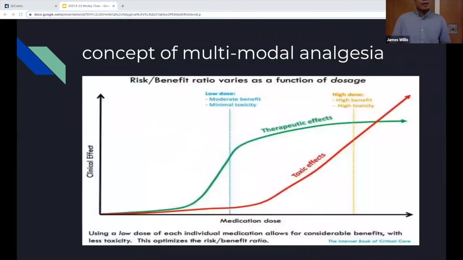So one of the concepts I want to talk about is the idea of multimodal analgesia. It's the concept where we use multimodal approaches to treat pain. The benefit is that we can use lower doses of our pain medications, increase the benefit and lower the risk. And a lot of these pain medications act synergistically together to have a greater effect on treating the pain.